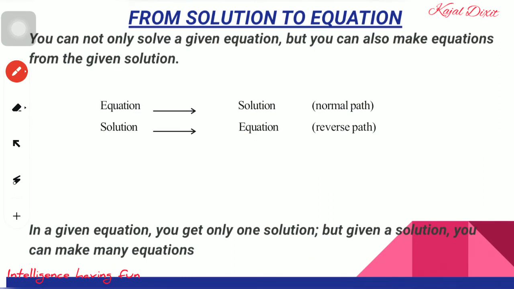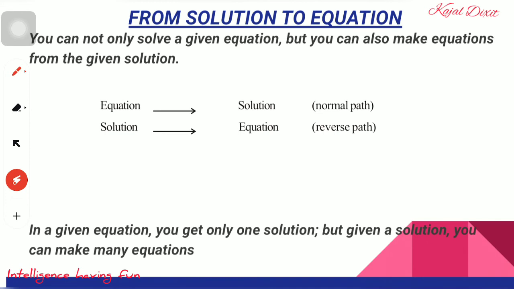Let us see how we can form an equation from the solution. Till now we have discussed how to get the solution to a given equation. Now we have to discuss how we can formulate an equation from the given solution. It means we have to move in the reverse direction. One thing you have to note is that when we already have an equation, it will have only one single solution.